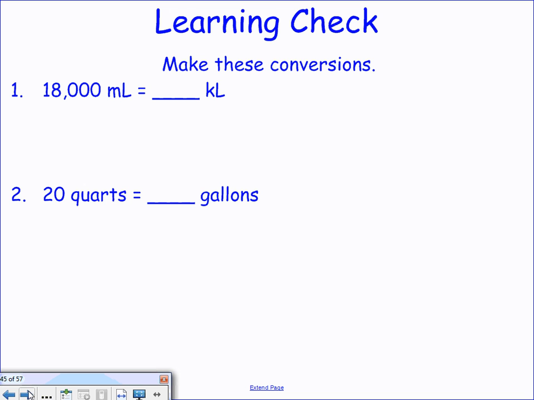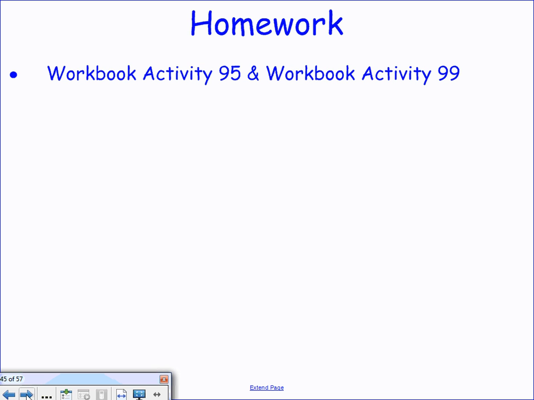Okay, this is the learning check. On the learning check, you're going to do these on your own. Number 1 is a review of converting in the metric system. Number 2 is just a quick check of converting in the customary system for units of capacity. Once you have the learning check completed and it is correct, make sure somebody checks it, and they will give you the homework sheet, which is workbook activity 95 and workbook activity 99.